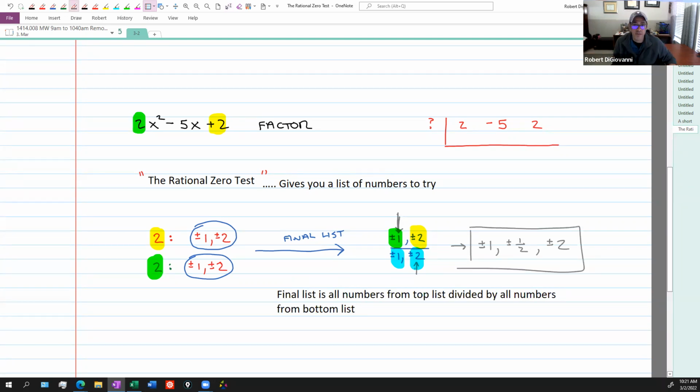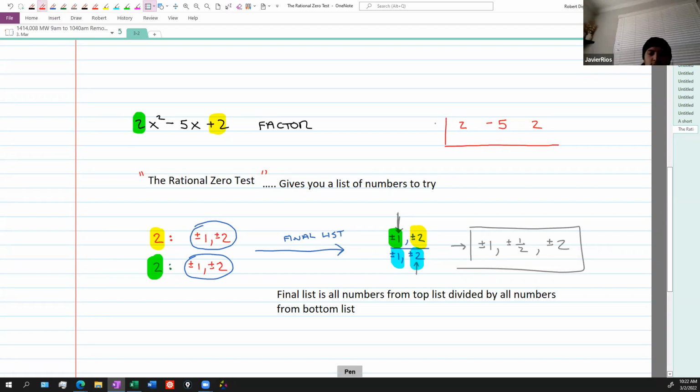How many numbers are in that list? You have to look at both the plus and minus though, so it's double what you see there. So there's 6 possible numbers there. Okay, so where do we start, right? Well, let's just go back up to this synthetic division. We didn't know what number to put out here. Let's start with +1.